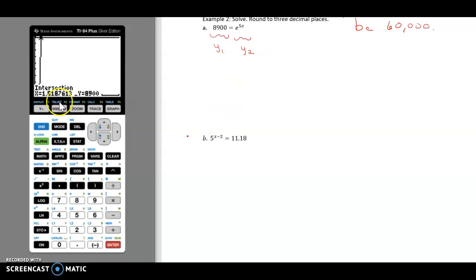And so we have to round to 3 decimal places. So our x value here is 1.881, and then here you have to round.